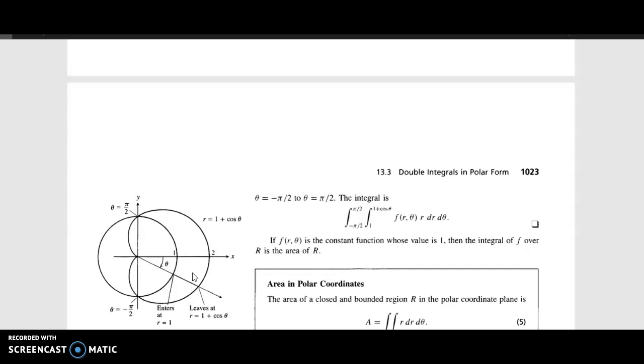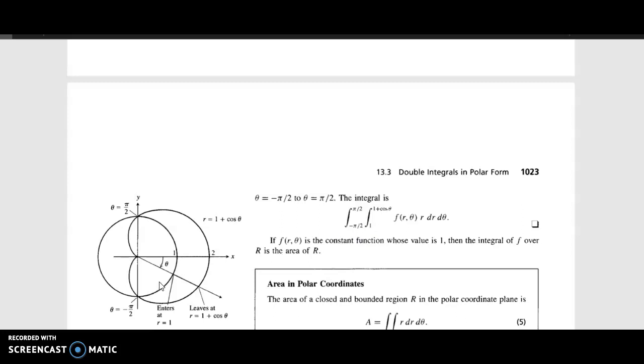Next we have to evaluate the limits. In this region, theta varies from where to where? This is theta equal to minus pi by 2, and this is theta equal to pi by 2. So theta varies from minus pi by 2 to pi by 2.